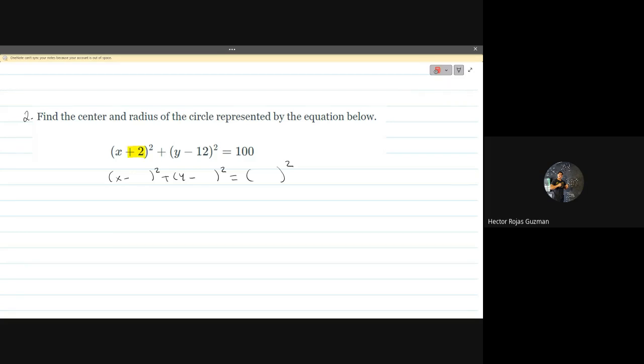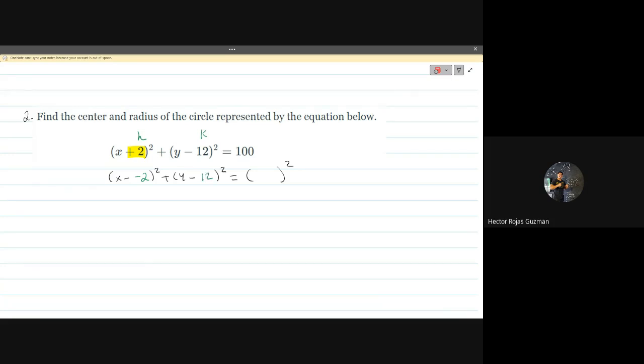But that 2, that's the h value, and it's a positive. So how did we get a positive when we started with a negative? Well, you get that by putting a negative 2, right? Having a double negative makes a positive. For the k value, that one's actually pretty straightforward since it says y minus 12 and the formula has y minus. That's just 12.